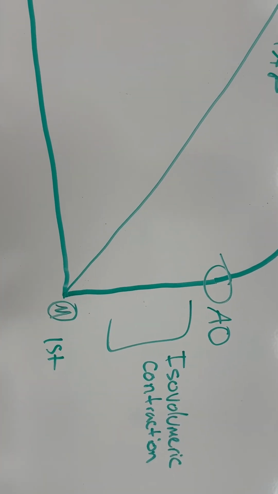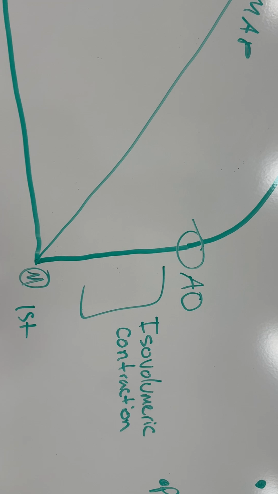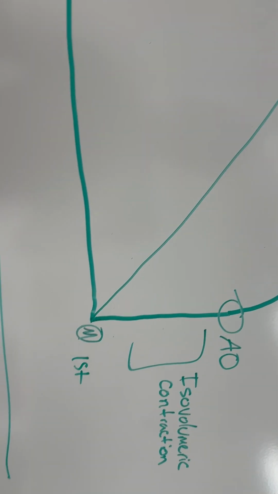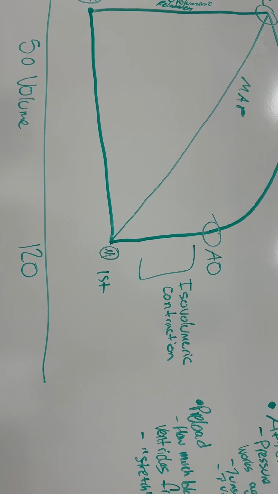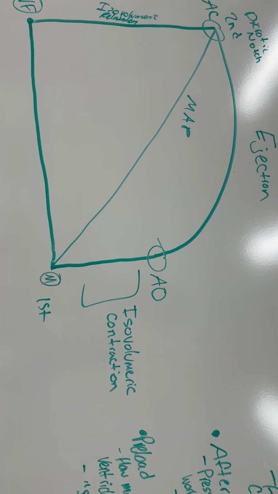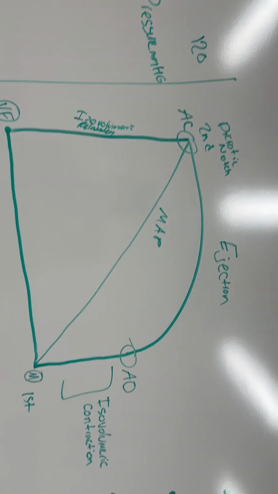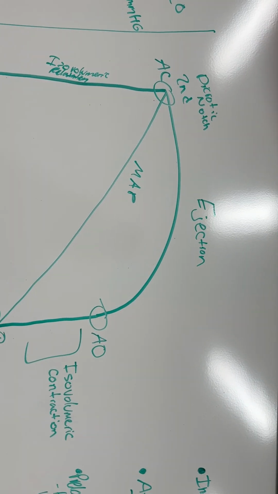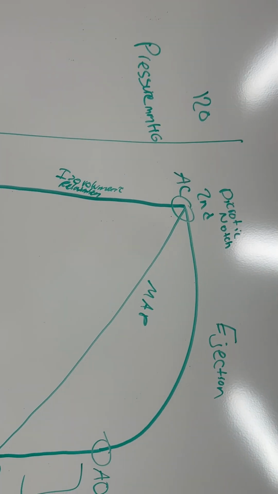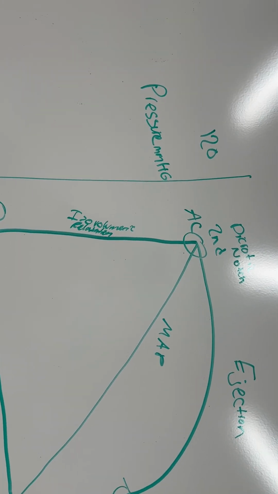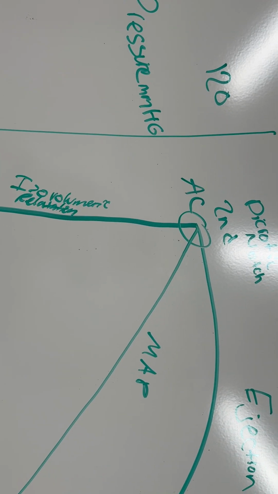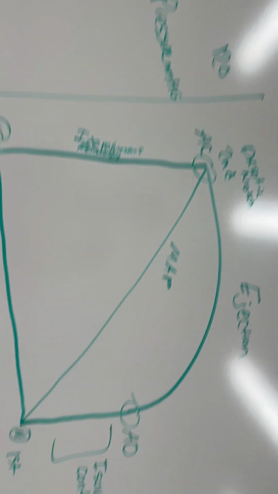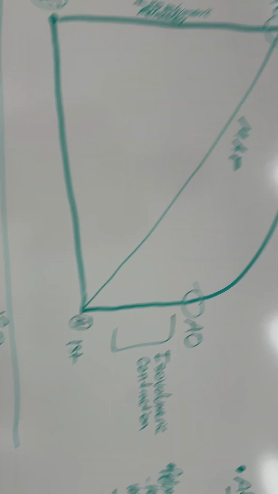Once the ventricular pressure exceeds the pressure of the aorta, the aortic semilunar valve is going to open up and we're going to have ejection. During ejection, the pressure is going to rise and then fall below the level of the aorta, and then we get the aortic valve closing. This is where we hear our second heart sound. We hear our first at the mitral valve.